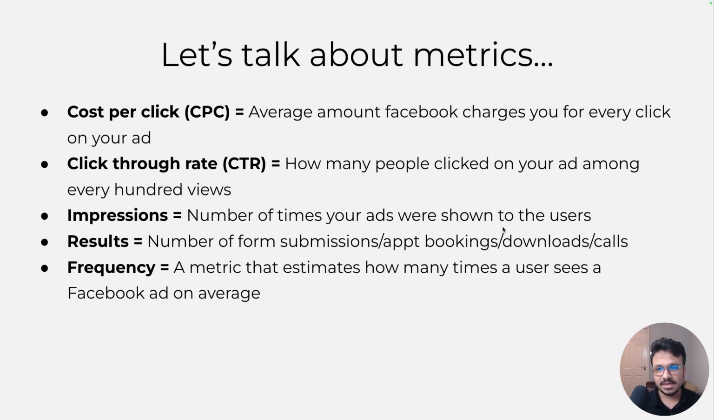So the next one is click-through rate. How many people clicked on your ad among every 100 views? So every 100 times your ad was shown on Facebook, how many people actually clicked on that, or how many clicks did you get on that? So an ideal CTR on Facebook would be 1% to 2%, like 1 to 2 people clicked among 100 views.